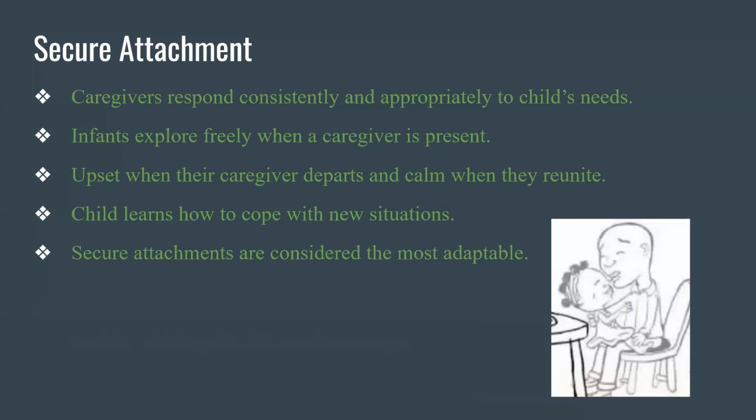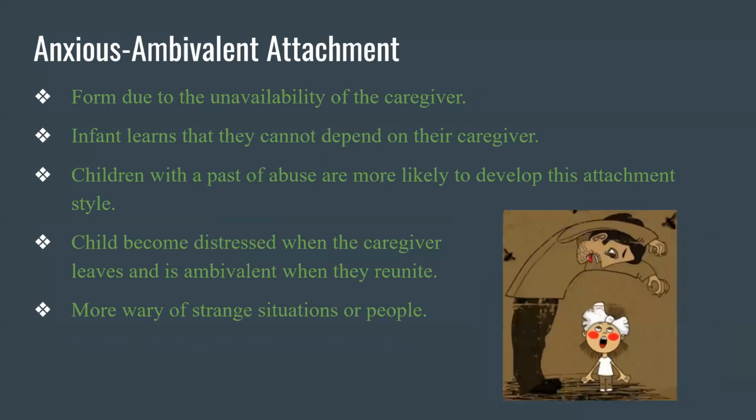Infants create secure attachments when their caregiver responds consistently and appropriately to their needs. Securely attached infants explore freely when a caregiver is present. They become upset when their caregiver departs and generally experience calm when they reunite. Due to the responsiveness of the caregiver, the child generally learns how to cope with new situations. For this reason, secure attachments are considered the most adaptable.